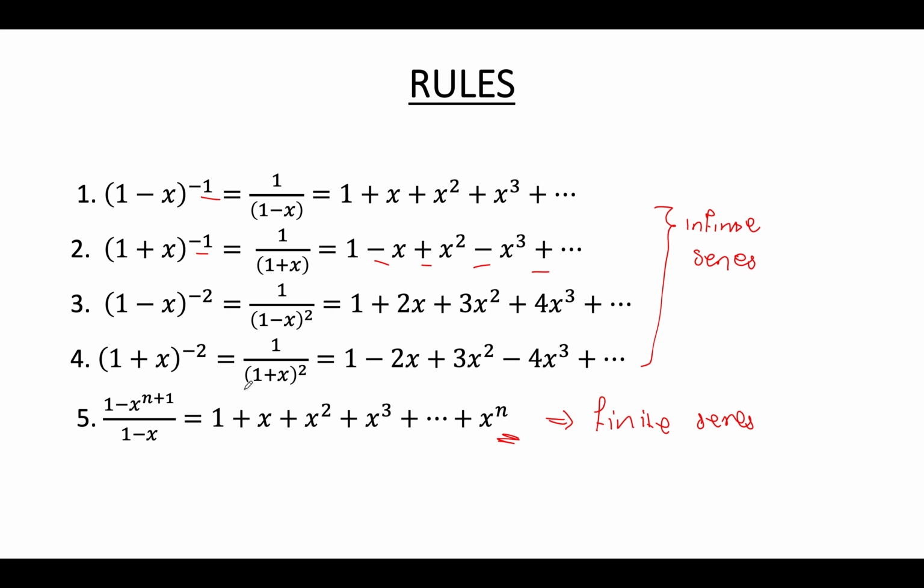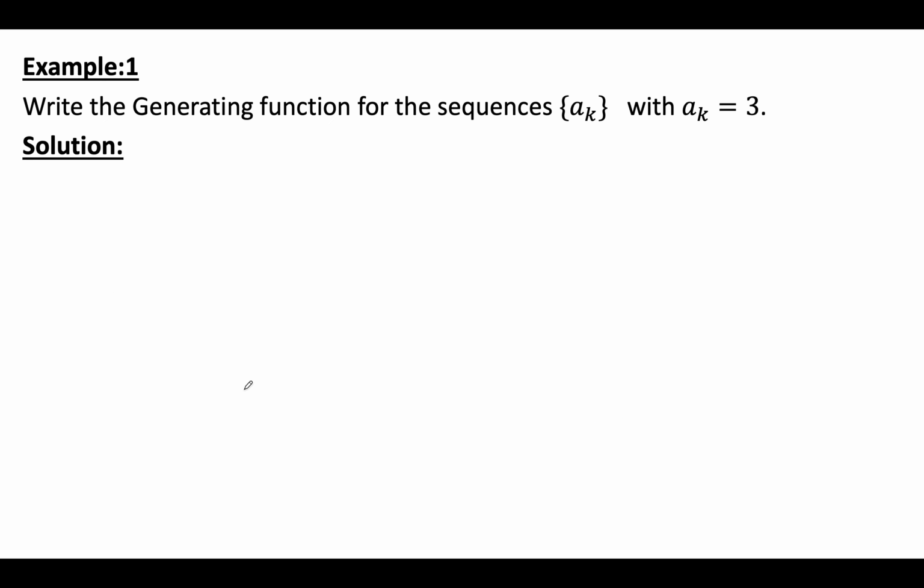Let's see this example. Here it's asked to write the generating function for the sequence ak with ak equal to 3. Now we usually start solving such sub-problems by calling the first summation form.